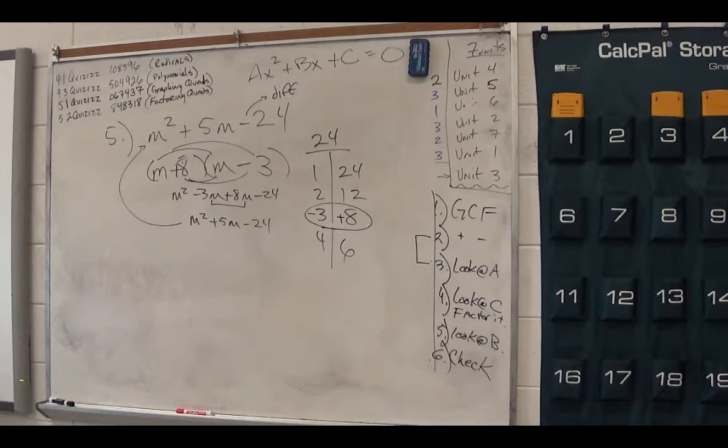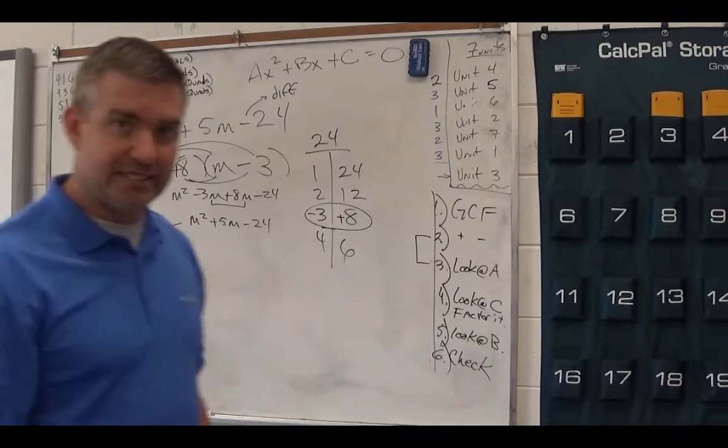Okay, you try number 6. I just did number 5 for you on your sheet. You try number 6. Don't skip ahead. Just do number 6. I'll leave this on the board just for a second. I want you to try number 6 now at your desk.